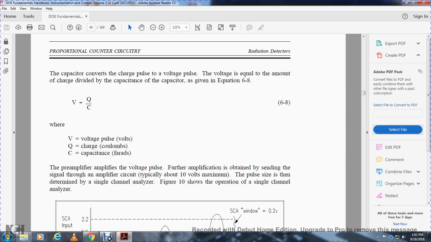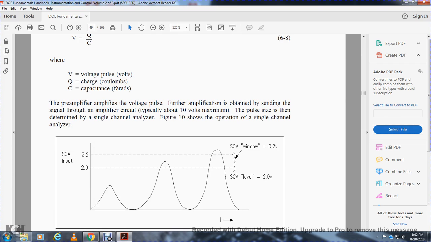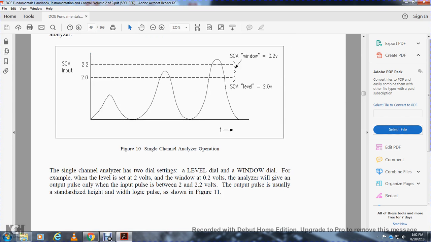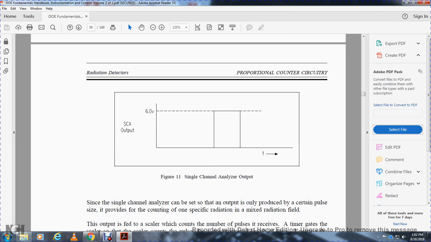Figure 10 shows the operation of a single channel analyzer with an input window of 0.2 volts and a level of 2.0 volts. The single channel analyzer has two dials, a level dial and a window dial. For example, the level is set at 2 volts with the window at 2/10 of a volt. The analyzer will give an output pulse when the input pulse is between 2 and 2.2 volts. The output pulse is usually a standardized height with the width of a logic pulse, shown in figure 11.